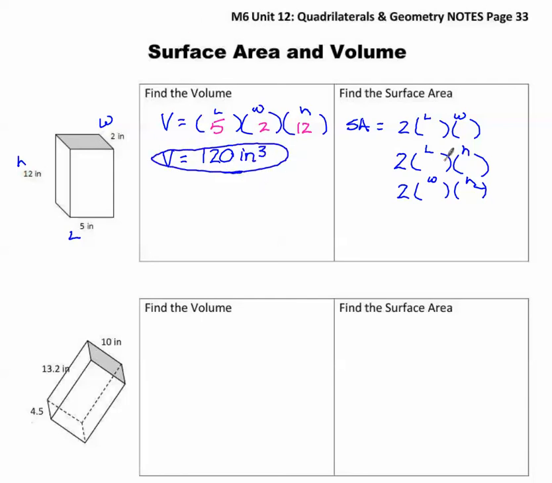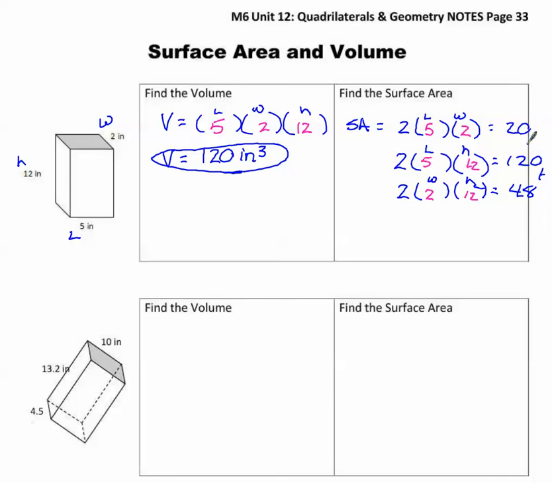Same thing for the next formula. Length is 5. Play Wheel of Fortune, plug them in where they go. Width is 2. Height is 12. Multiply them. 5 times 2 is 10. 10 times 2 is 20. 2 times 5 is 10. 10 times 12 is 120. 2 times 2 is 4. 4 times 12 is 48.